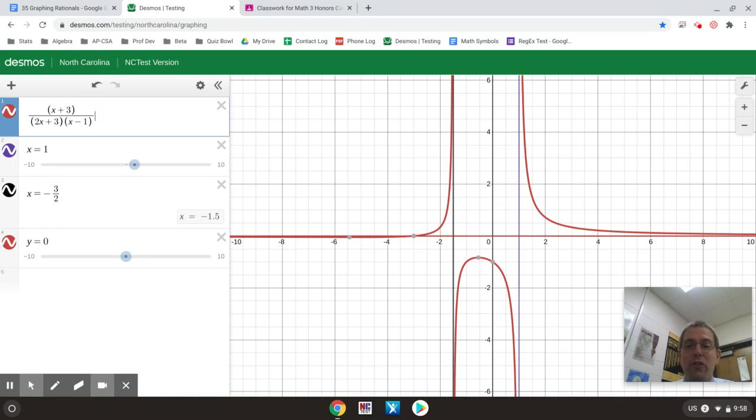Just don't be surprised when you're checking it with Desmos if you find out that part of the graph does cross that horizontal asymptote. It's still a legitimate answer because this piece of the graph does not. We'll try to do one more example.